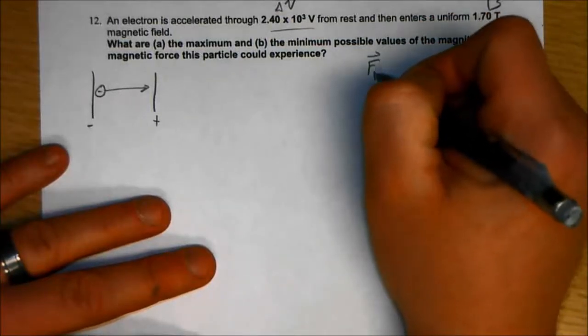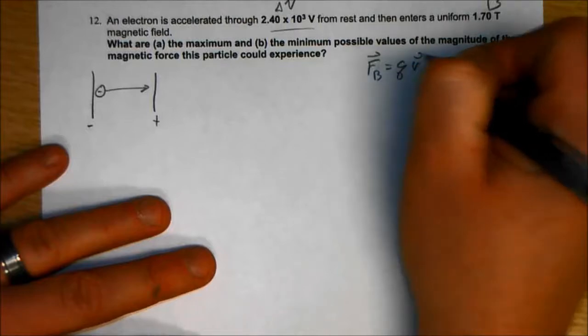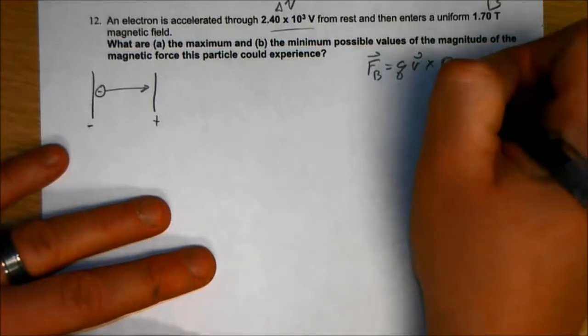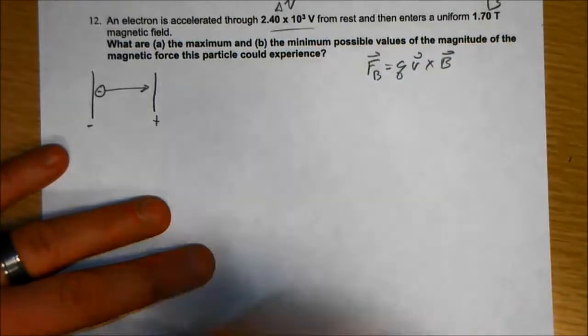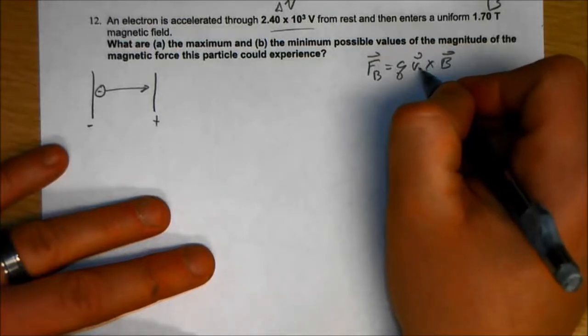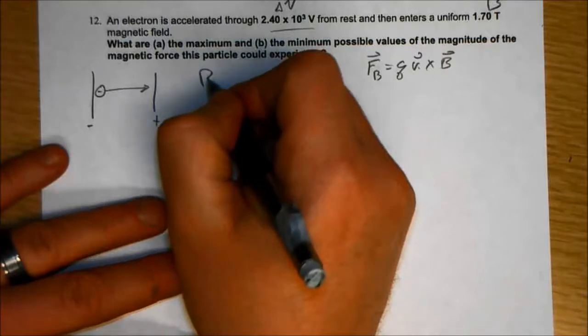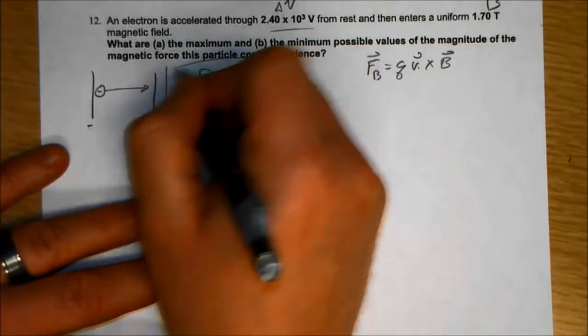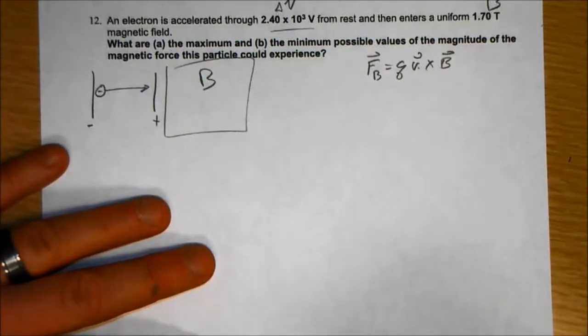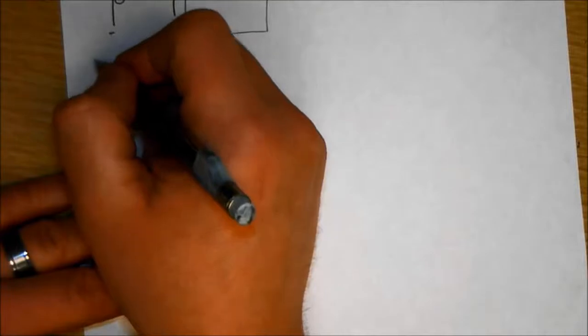So the Lorentz force law says QV cross B is the magnetic force. We're going to come back to this, but first we need to find the velocity with which it enters the magnetic field here. How are we going to do that? Well, you can go several different ways.